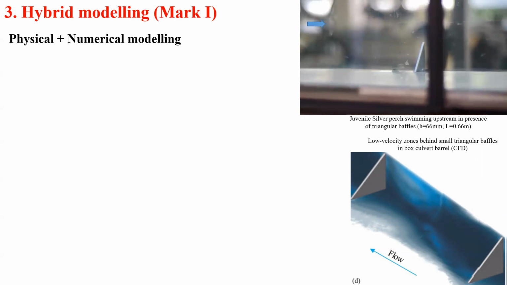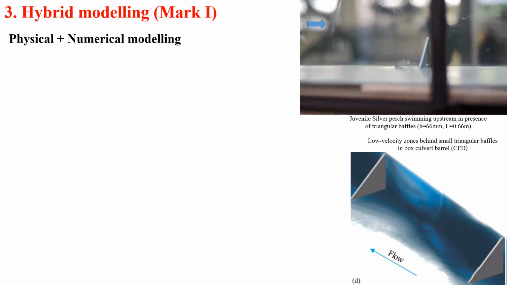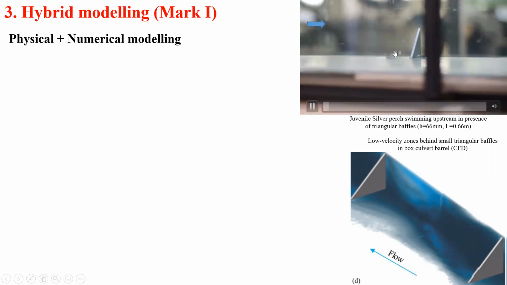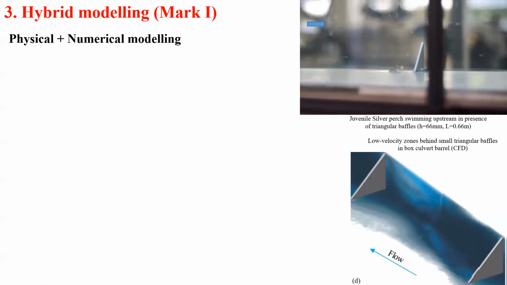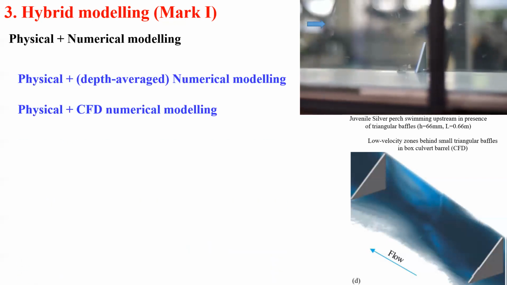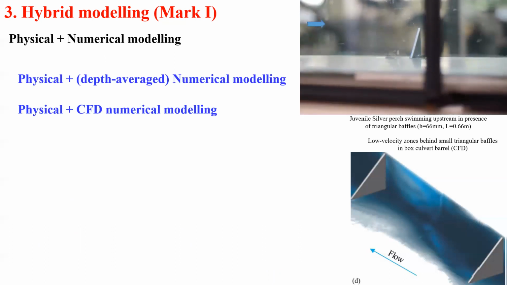the buffer. And this is explained in the bottom photograph by looking at the CFD modeling with the blue curve showing the low velocity zone. Basically, this small fish is swimming in a low velocity zone corresponding to a stagnation region with low turbulence. With hybrid modeling, physical numerical modeling may be either disadvantaged or using CFD modeling.